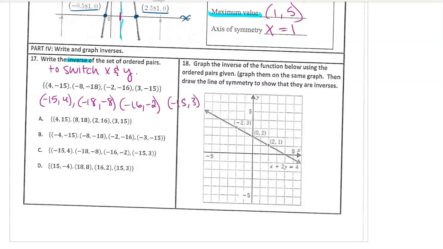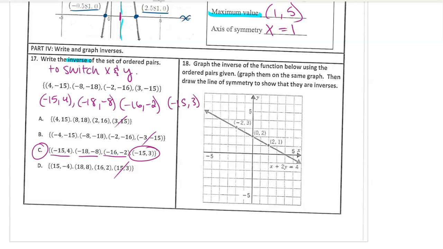Now, which one of these answers matches that? D. Oh, did I do that wrong? Yes. Look at me making a mistake. Here's the -15, 3. Don't make that mistake like I did. These match. Perfect.